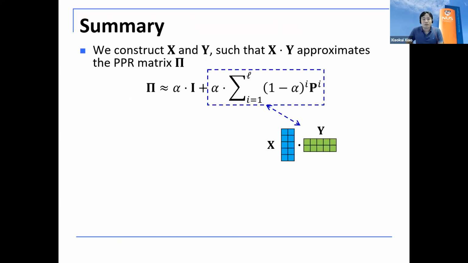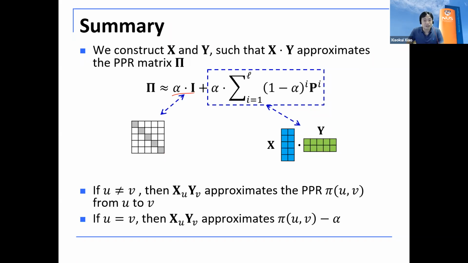So in other words, we construct our embedding matrices X and Y such that their multiplication would approximate the geometric sequence in the approximation of the personalized PageRank matrix. Apparently, we are omitting this term alpha times the identity matrix, but that's okay because this term only concerns the affinity from one node to itself. So usually in applications, we don't care too much about the affinity of one node to itself. We only care about the affinity from one node to another. That's why this approximation is usually good enough.